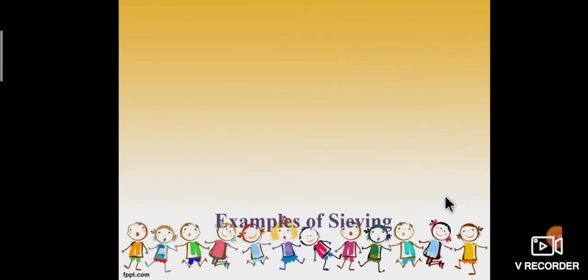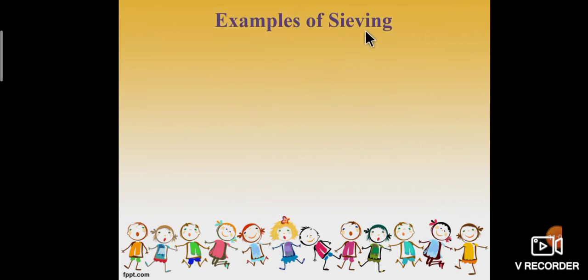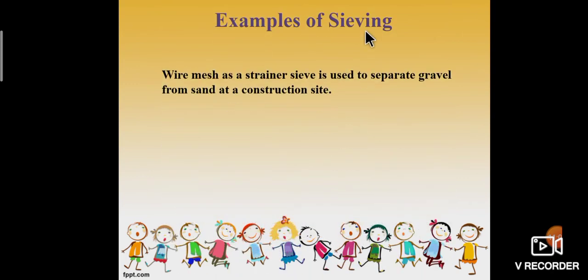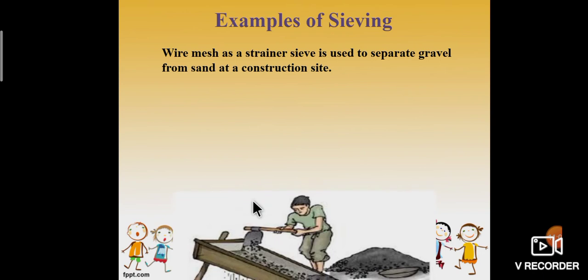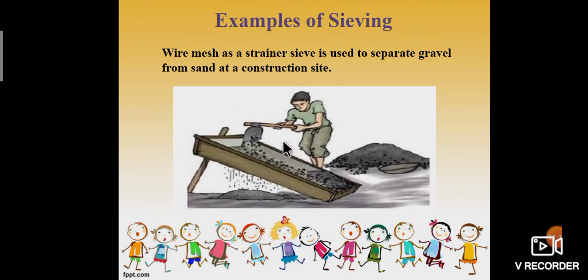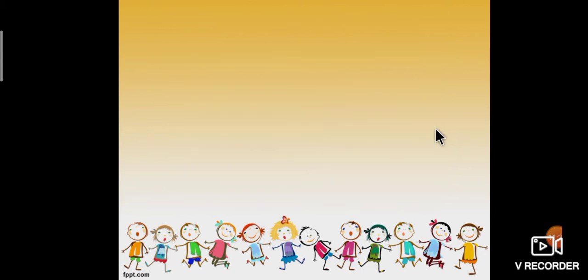Let's see an example of sieving. A wire mesh as a strainer, a sieve is used to separate gravel from sand at a construction site. See the below picture, you get an idea about sieving.